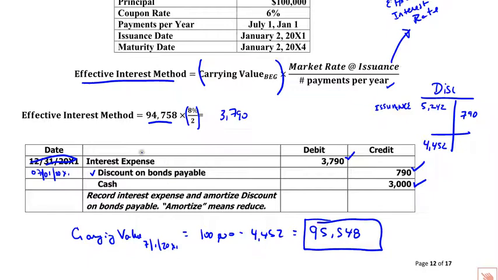The most I'm going to give you, though, is the first 6 months of interest expense. This is an intro course. All right, so just know that you take the beginning of period carrying value, which would be the bond's price at issuance, times the market rate at issuance, divided by the number of payments per year. Now, for the discount case, the interest expense is going to be greater than the payments. For the premium case, it's going to be below.